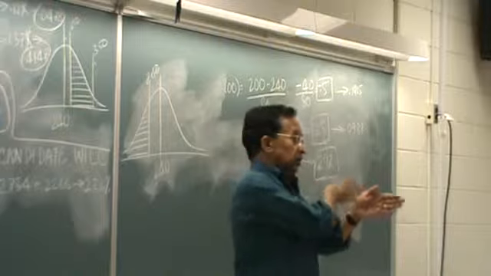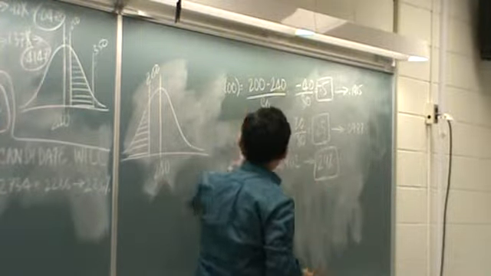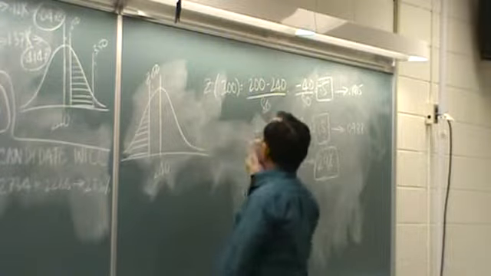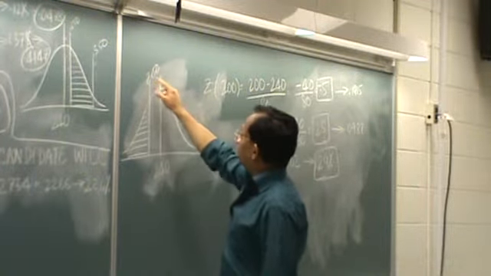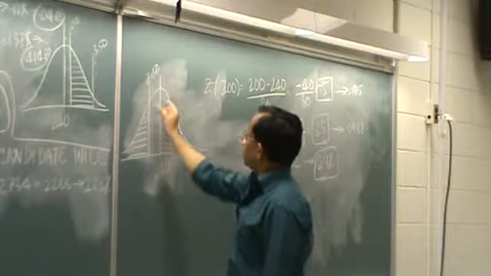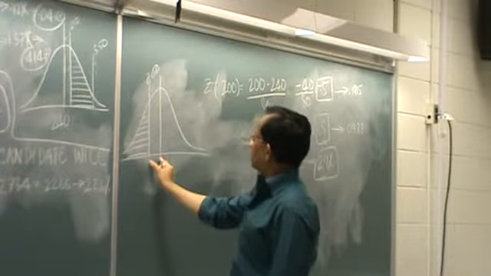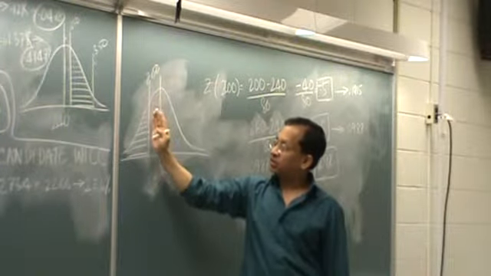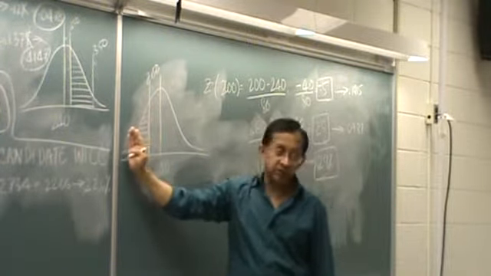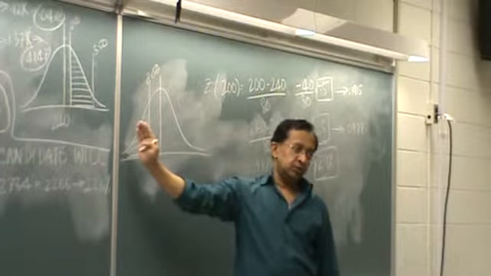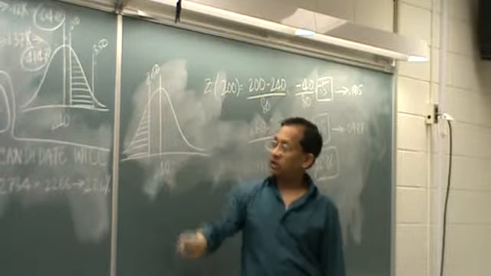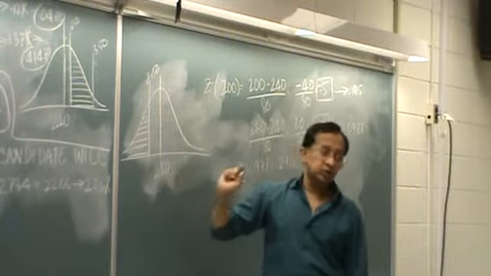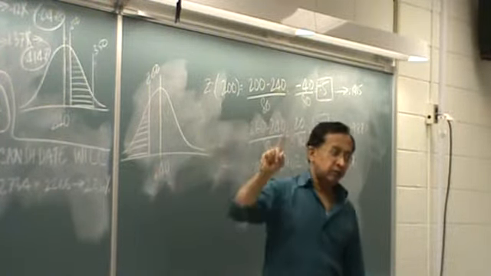Now here, we found out the area from 200 to 240. So we found out this area. But that is not the question. The question is, what is the probability that somebody will need less than this, meaning this side of the curve? And how much is this half of the curve? Half of the normal curve is 0.5.